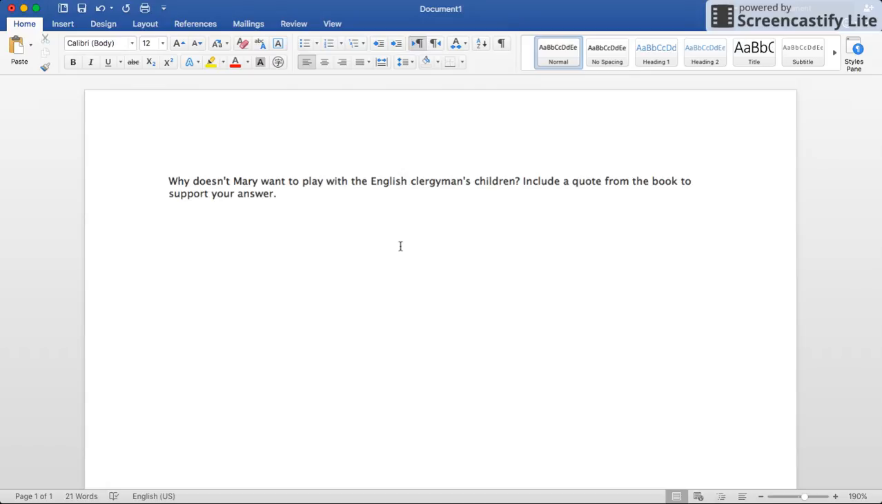So here's an example from a quiz that some of my students took. The question is, why doesn't Mary, and this is from The Secret Garden, why doesn't Mary want to play with the English clergyman's children? Include a quote from the book to support your answer. So most students answered this question saying something to the effect of, Mary doesn't want to play with the children because they are mean to her and tease her. Okay, so that's a good answer.